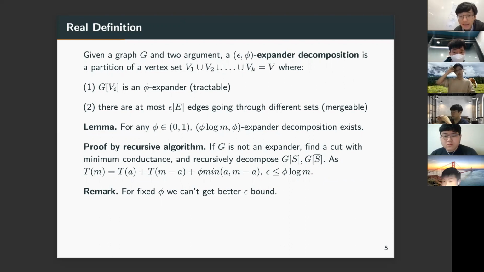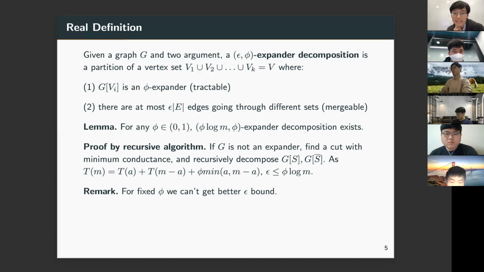So given any phi in the interval 0 to 1, a phi log m expander decomposition exists. And what you do is just find the cut with minimum conductance and recursively decompose the subgraphs. So if you have a graph, you find the minimum conductance cut and divide it afterwards. It's really simple. You just recursively divide it until each partition becomes an expander.